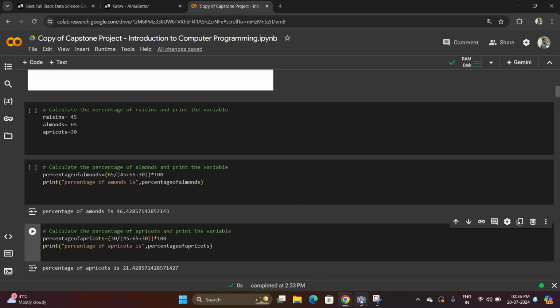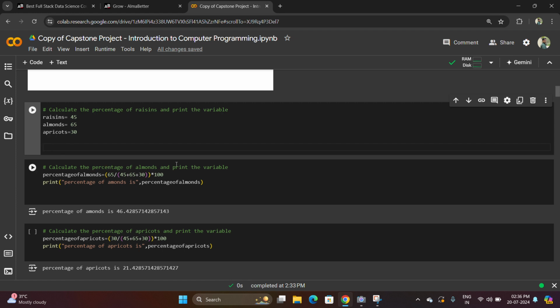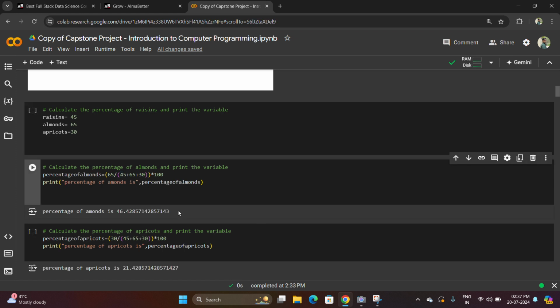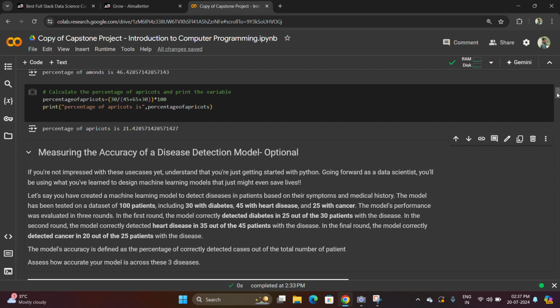So raisins is 45, almonds are 65, and apricots are 30. Calculating the percentage of almonds: almonds is 65, so the percentage of almonds is equal to 65 divided by the total amount, 45 plus 65 plus 30, into 100. Then we print the percentage of almonds and we will get 46.42. Similarly, we print the percentage of apricots. Apricots are 30 grams, so 30 divided by the total, 45 plus 65 plus 30, into 100. Then we print the percentage of apricots and we will get 21.4.